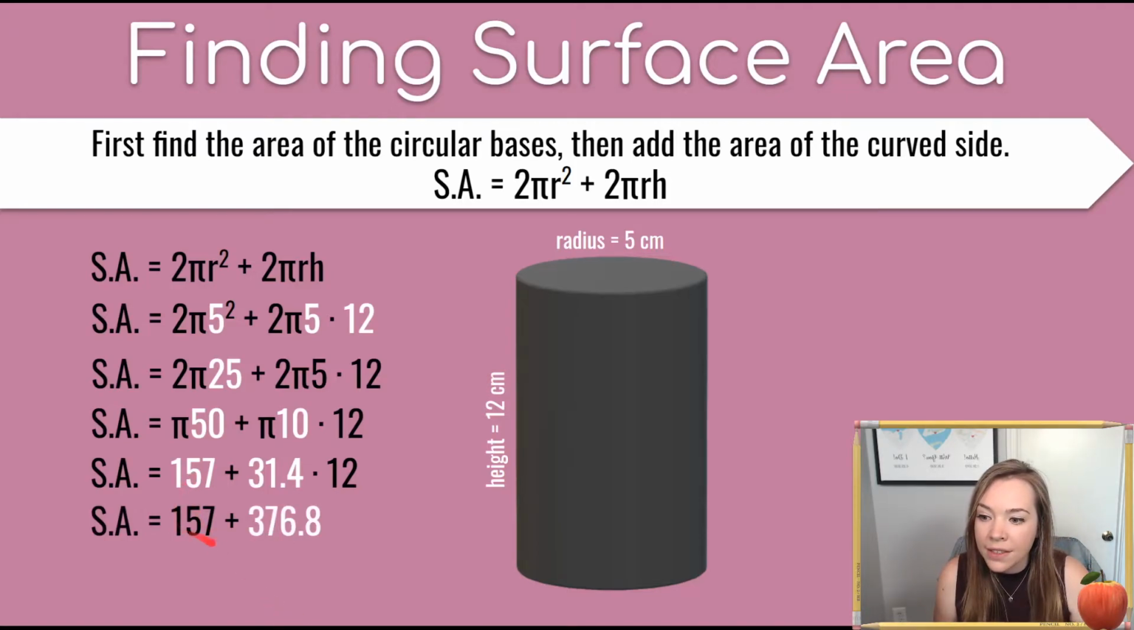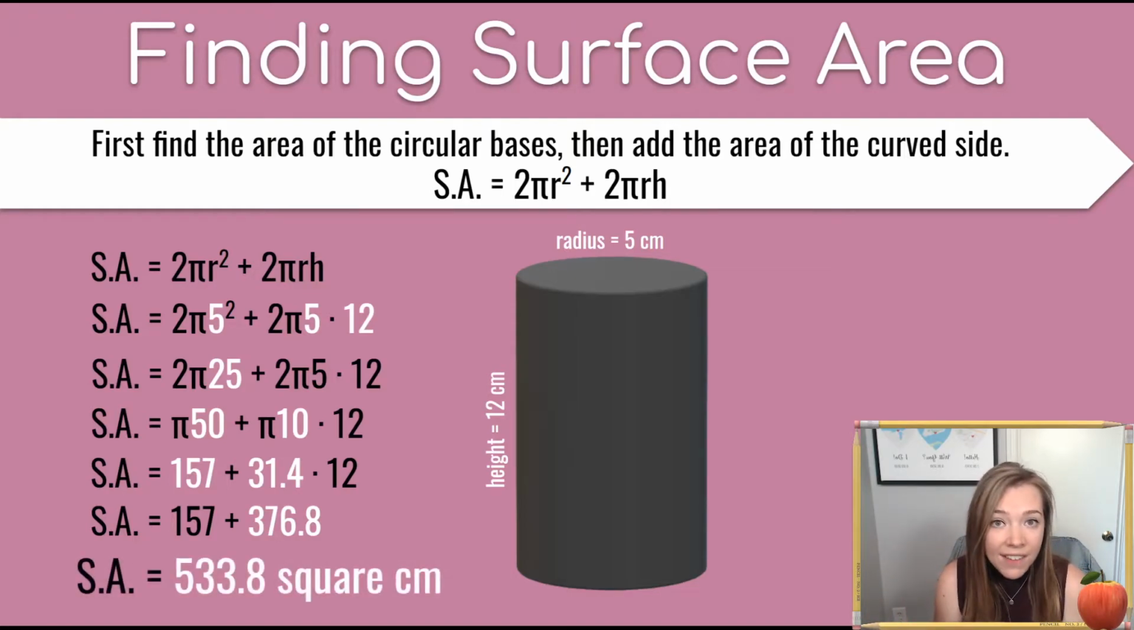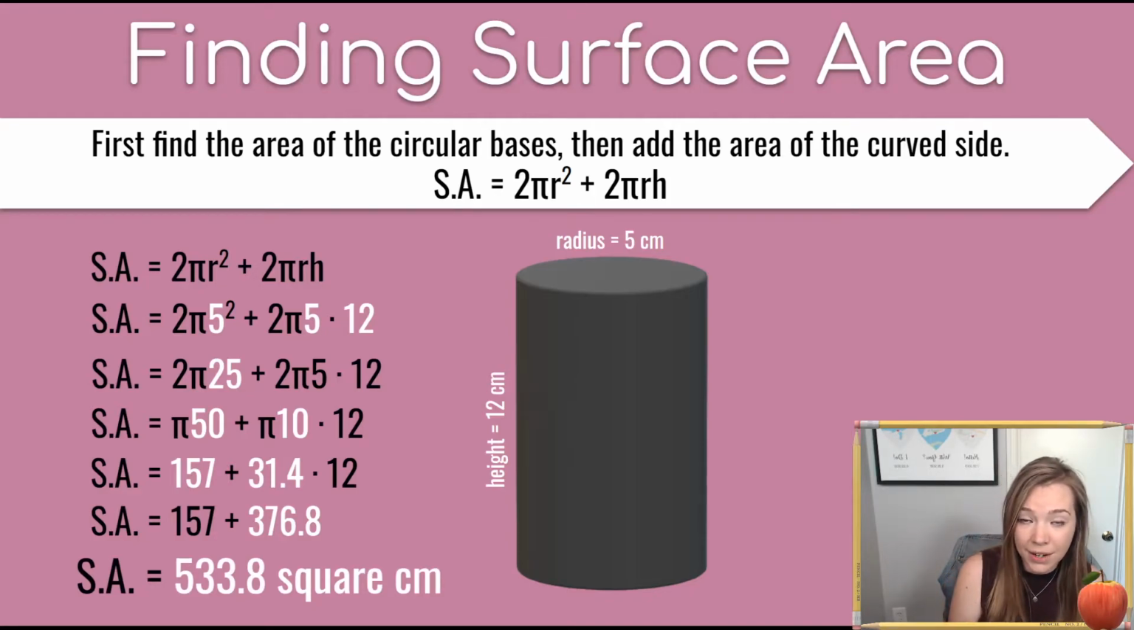So this right here, this 157, this is the area of both circular bases added together. And this 376 and 8/10 is the area of that rectangle that wraps around the side of the cylinder. So we found the area of both circular bases, and then we found the area of the curved side. And now to find that total surface area, we're going to add them together. And we end up with 533 and 8/10 square centimeters.